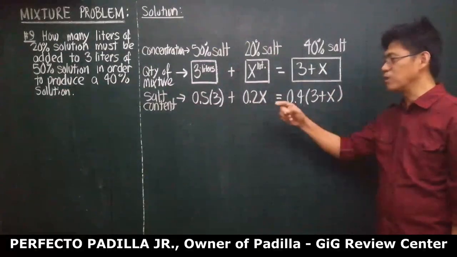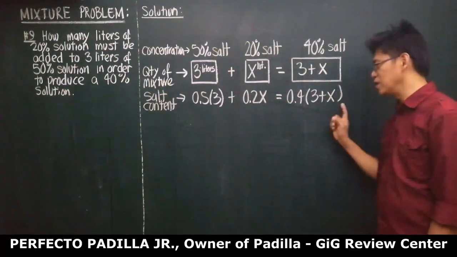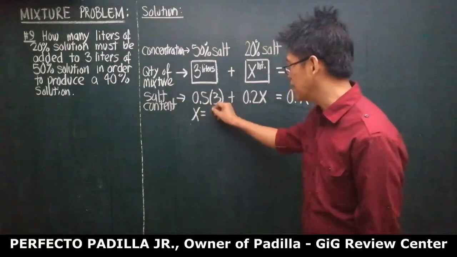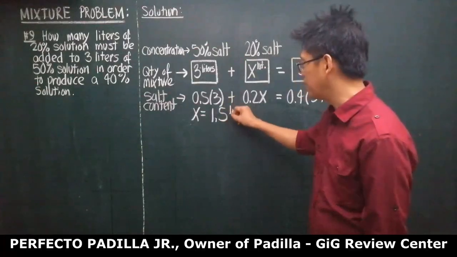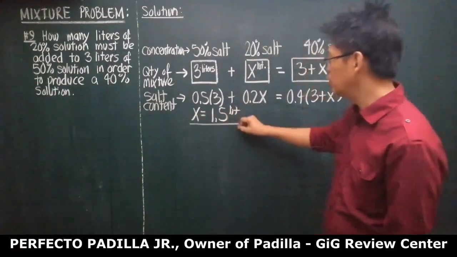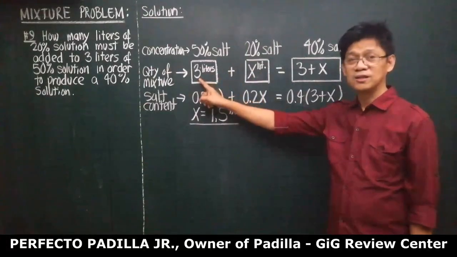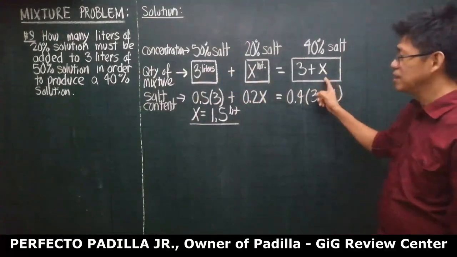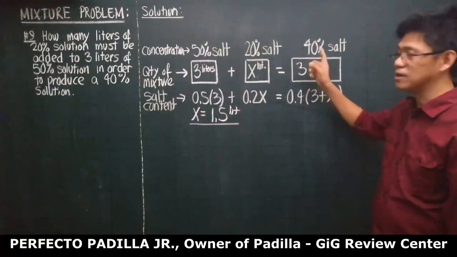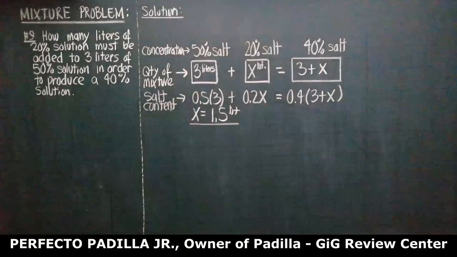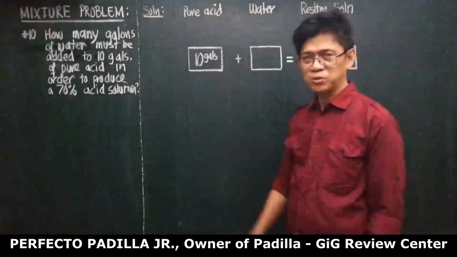This is one equation in terms of x. You input it in your calculator and you solve for x. And you will get x to be 1.5 liters. You add 1.5 liters to this, so you get 4.5 liters of 40% solution. Kuha? Okay.